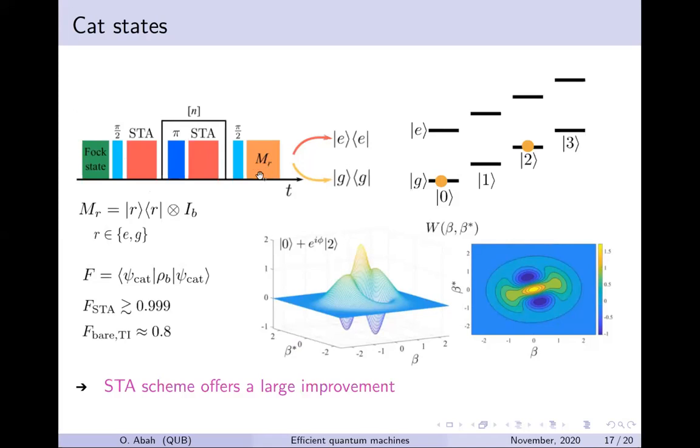And after that, you make a measurement. So if we do this, then you measure the system. Let's say we start, for instance, wanting to go from this to this, zero plus two states. Then we'll see that we actually have the state at a very high fidelity. Whereas if we do this with a time independent protocol, we get 0.08. So this scheme offers large improvements in the fidelity.